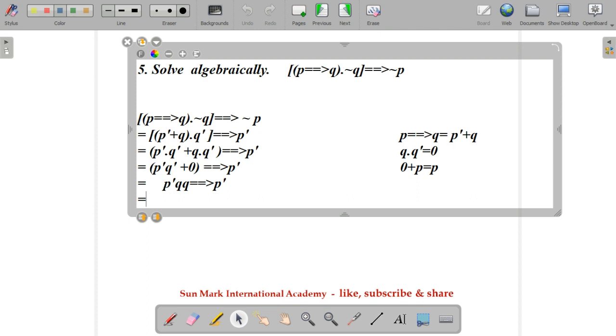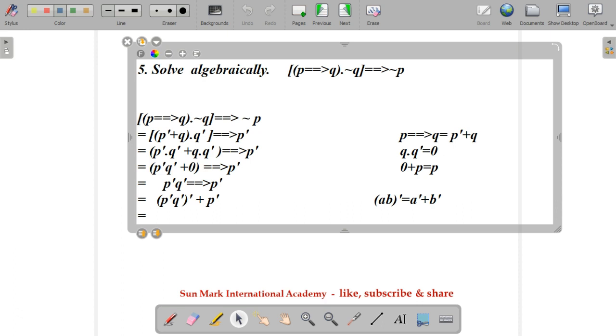Again the same conditional elimination. So we will write this one: P dash Q dash, the whole implies P dash. So we are just writing (P dash Q dash) the whole dash plus P dash. De Morgan's law: (AB) the whole dash equal to A dash plus B dash. Same like here, (P dash Q dash) the whole dash is P plus Q plus P dash.